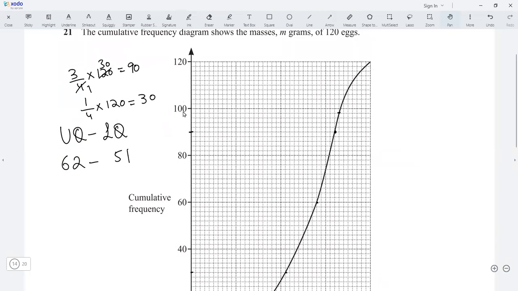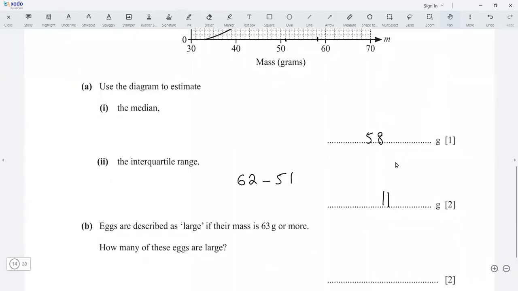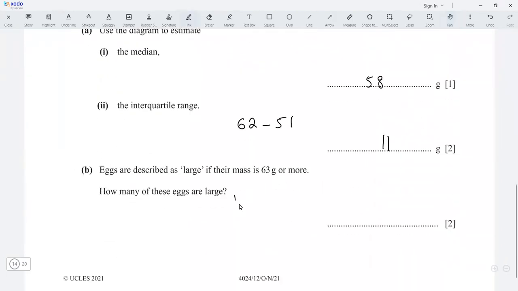So 120 minus 98 will be resulting the number of eggs with mass lying above this. We have to subtract 98 from 120, the total. So 120 minus 98 results in 22. There are 22 eggs that have mass equal to or greater than 63 grams.